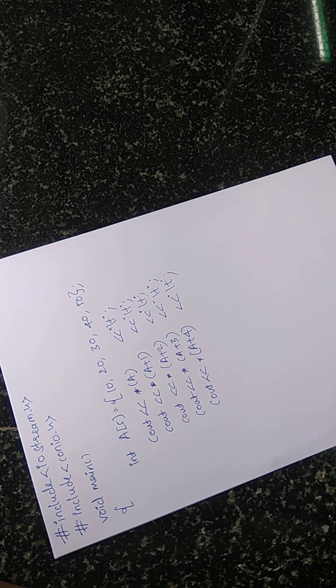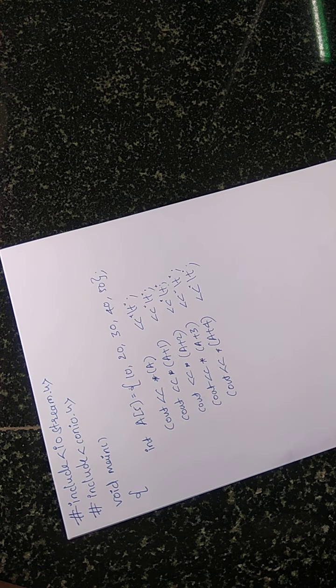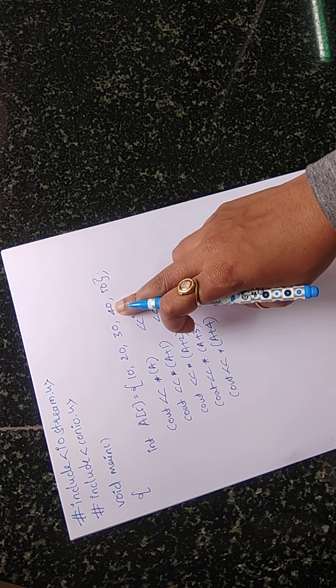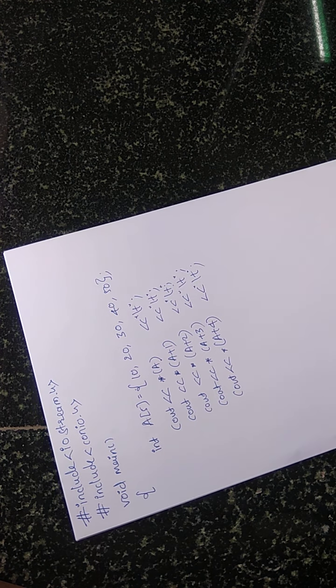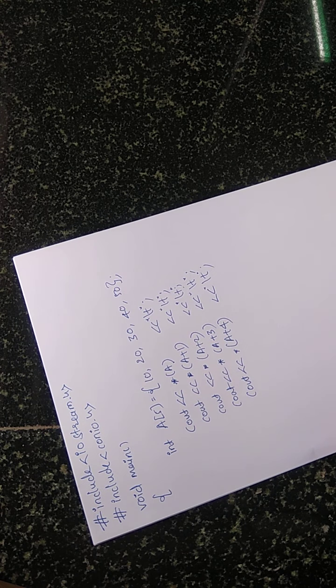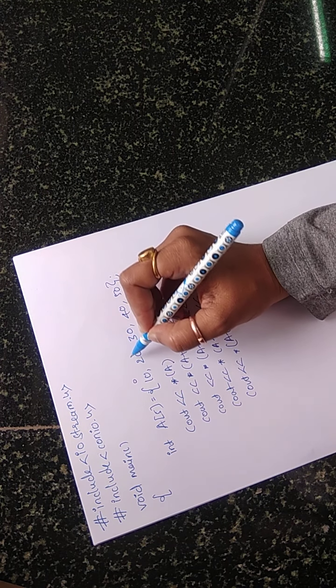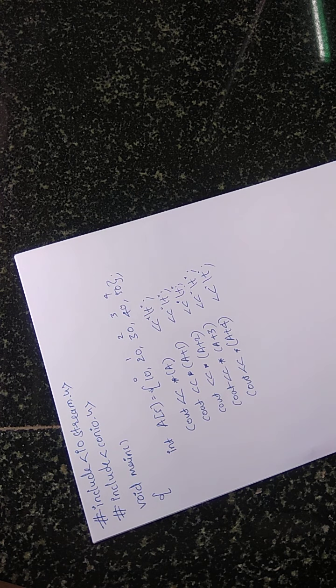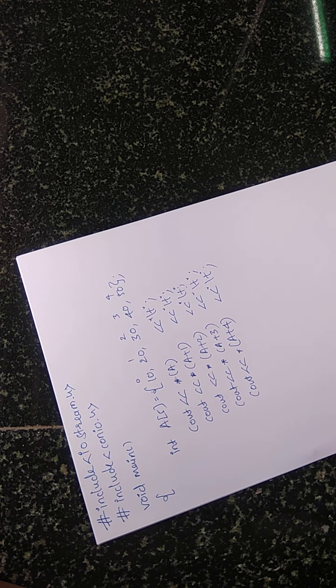So what we are doing here? We are printing the value of A of 0, A of 1, A of 2, A of 3 and A of 4. But we are not using the positions. In memory it is stored in 0th position, first, second, third and 4th position. We are not displaying in that way like the normal arrays how it is displayed.